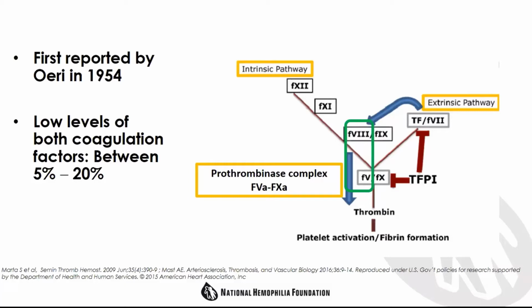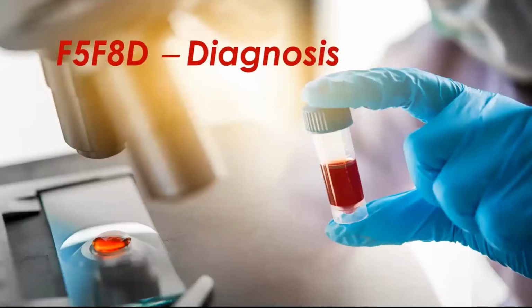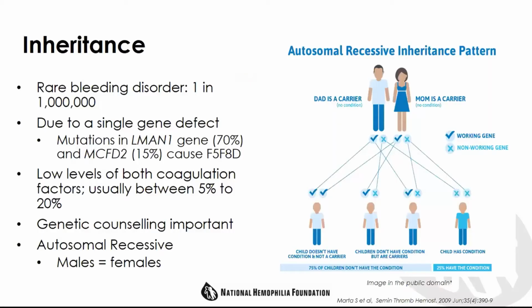This was first reported as a combined deficiency by a German physician, Oeri, in 1954. The levels of both factor V and VIII are low, between 5 and 20% in combined factor V and VIII deficiency. Moving on to the diagnosis, similar to factor V, it is a very rare bleeding disorder with a prevalence of 1 in a million. Now, this particular deficiency of combined factor V and VIII is not due to 2 separate genetic defects in factor V and factor VIII, but a single gene defect.